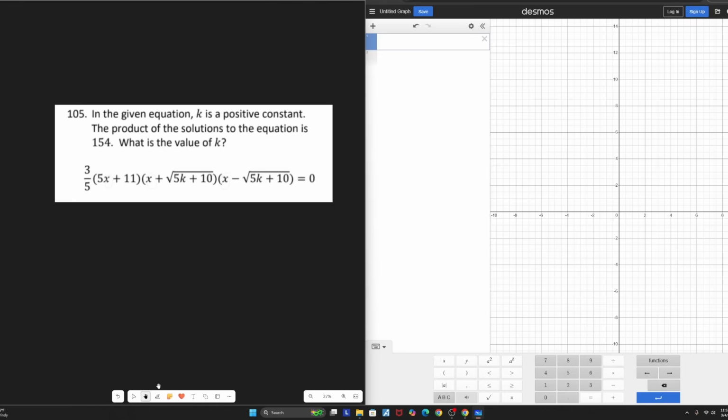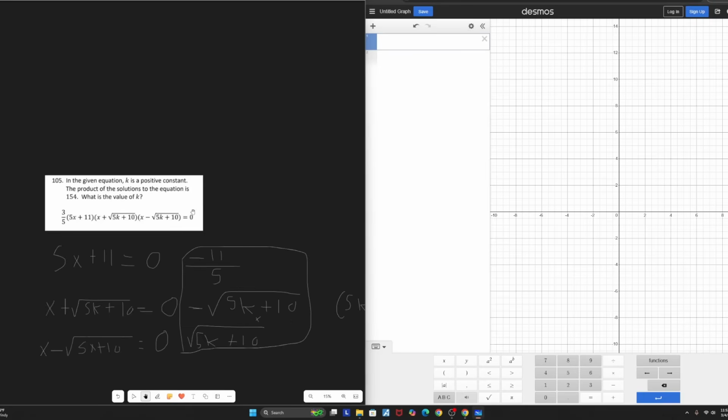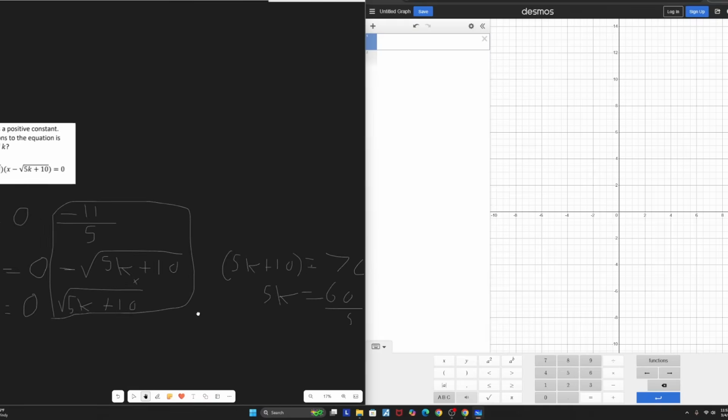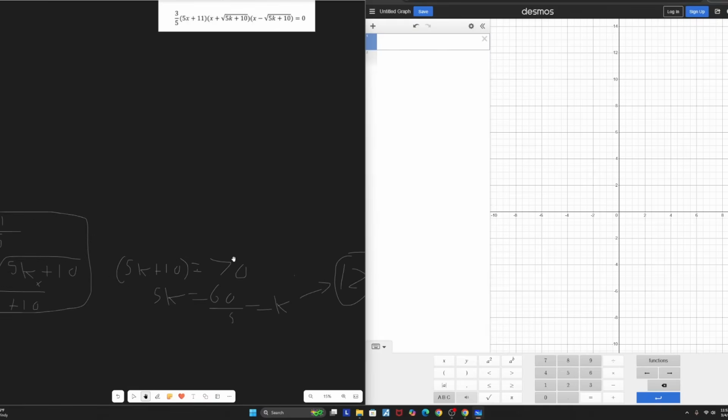All right, moving on to the Desmos portion of it. This problem does require a lot of the work we did in the previous problem. So if we take a look here, we still need to identify each of these solutions and set them all equal to 154. But where Desmos helps you is it tells you what k is instead of you having to solve it on your own.